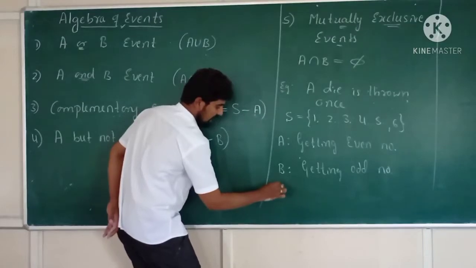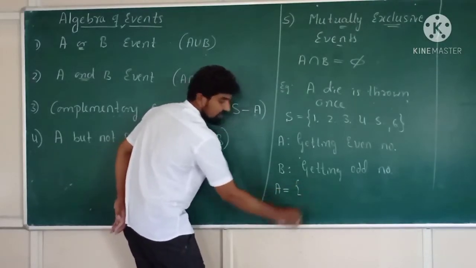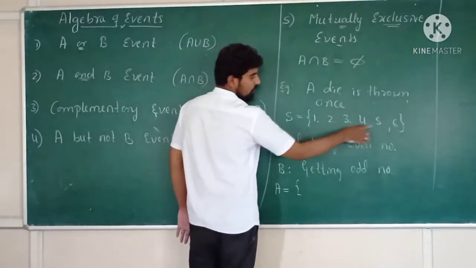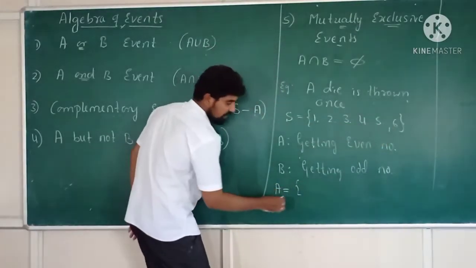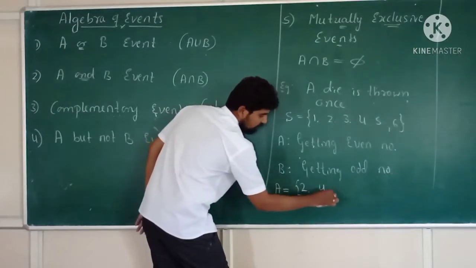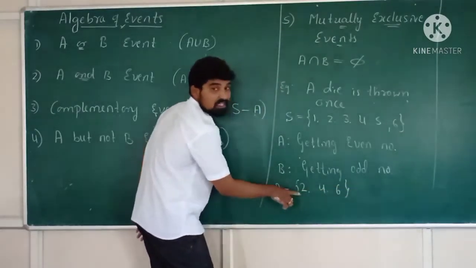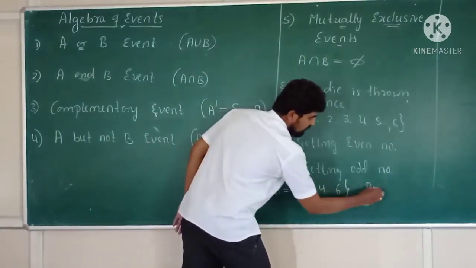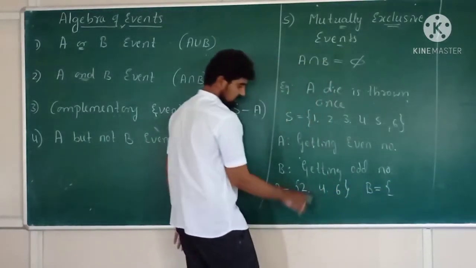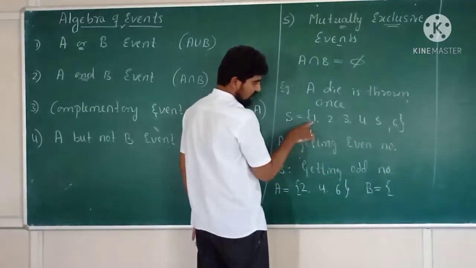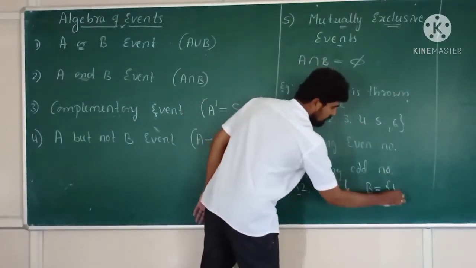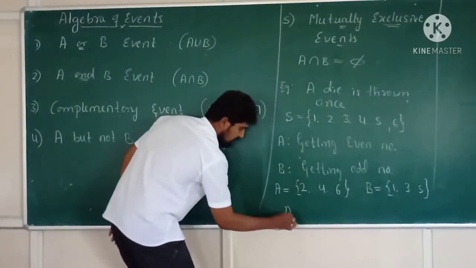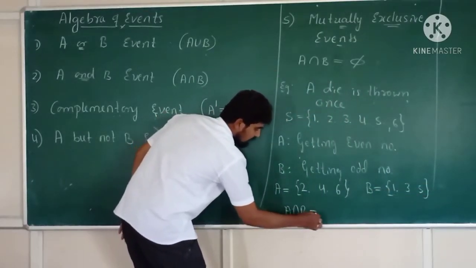Therefore, the elements of event A, getting an even number, are 2, 4 or 6. The elements present in the event A are 2, 4, 6. Elements are sample points or outcomes or results. And B is another event which consists only of odd numbers, that is 1, 3 or 5.